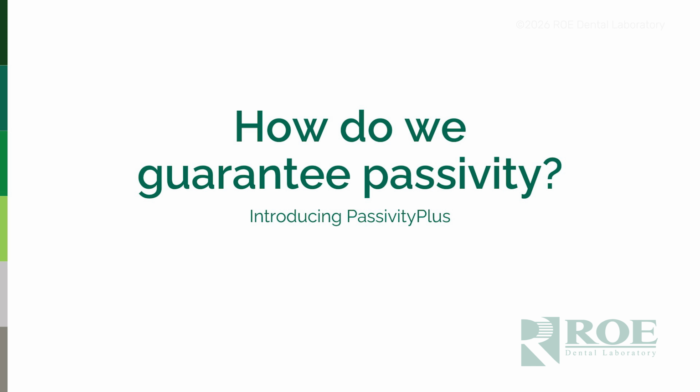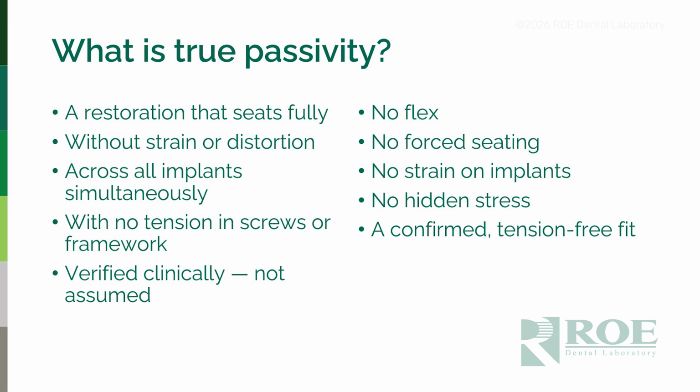So how do we achieve or guarantee passivity? We do this through a product called Passivity Plus. And Passivity Plus can be added to any of those workflows that I've discussed, and we'll see some examples later on. But what is passivity and why is it important?